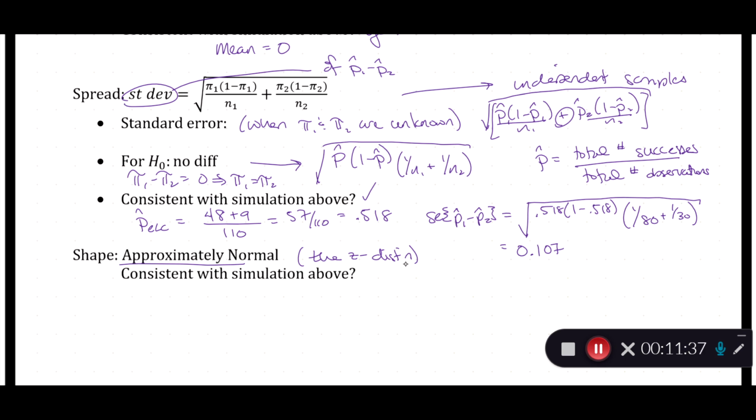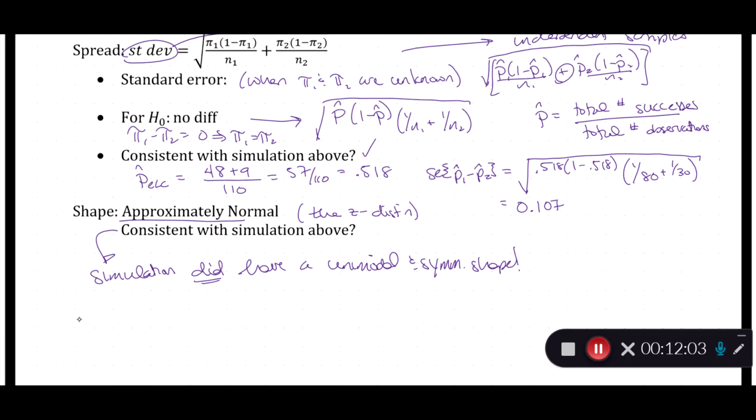So, is this consistent with the simulation above? It's not. The simulation, if you refer back to the previous video, did have a unimodal and symmetric shape, which is awesome. However, in our case, we can't assume this. Why is that?